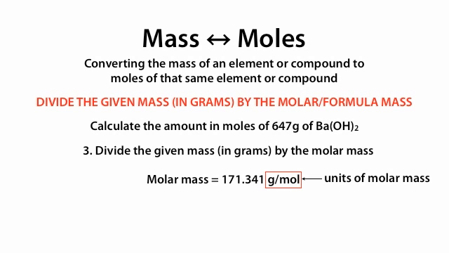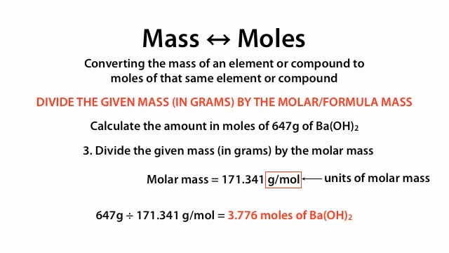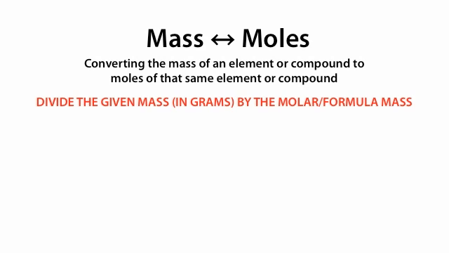Step 3. Divide the given mass in grams by the molar mass. So we're going to take 647 grams and divide it by our molar mass, 171.341 grams per mole, and we get 3.776 moles of Ba(OH)2. So we take our given mass in grams and divide it by our molar mass, which we calculate. And that gives us our moles of Ba(OH)2. Let's try another example.